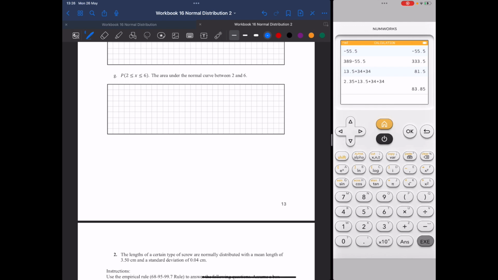So we'll go here, and I say the area here is 83.85%. And the probability of selecting between 2 and 6 inclusive is 0.8385. And that's this done.